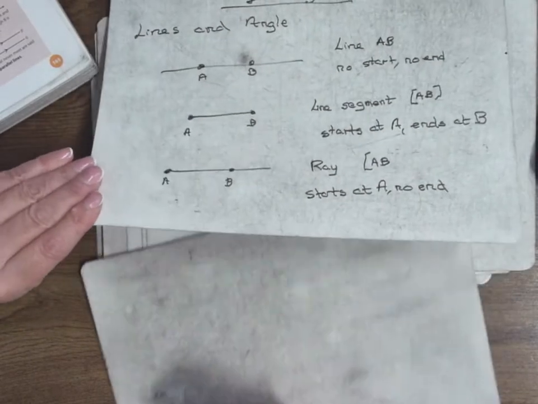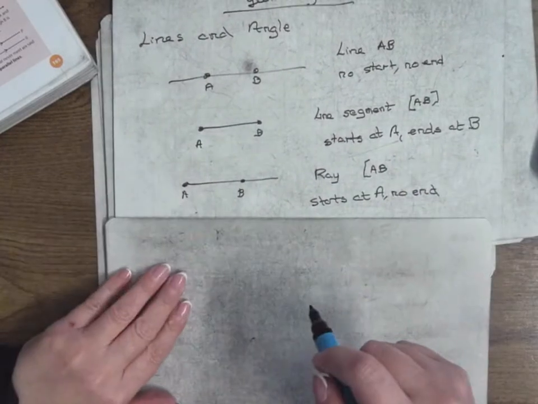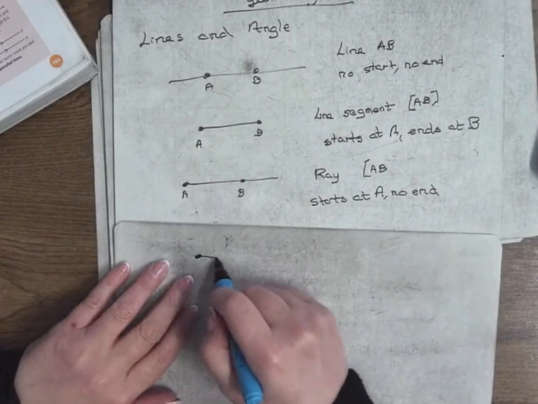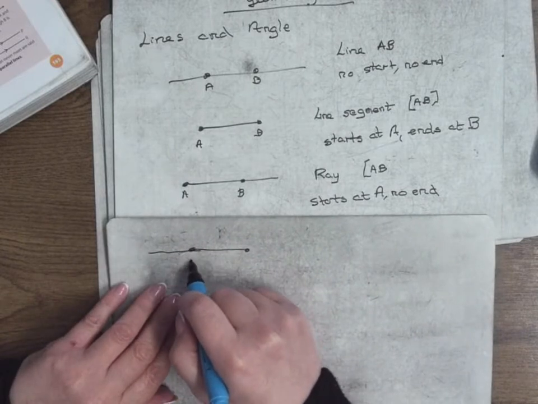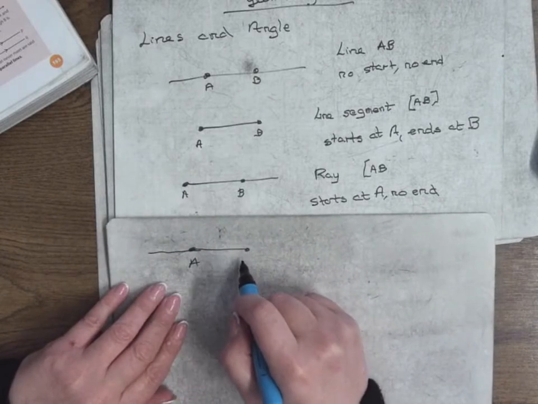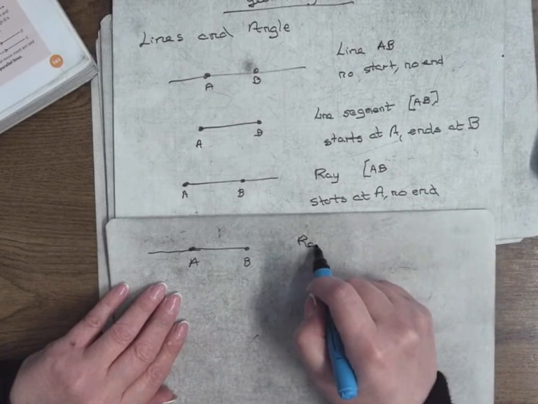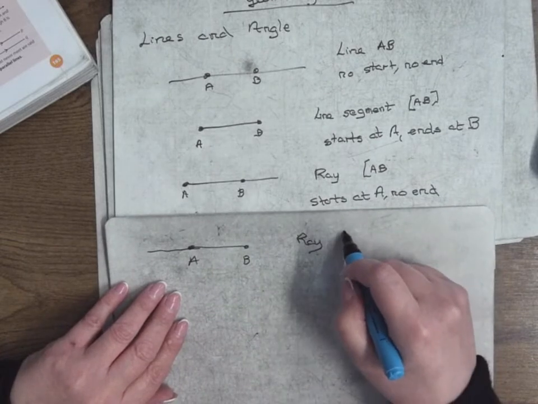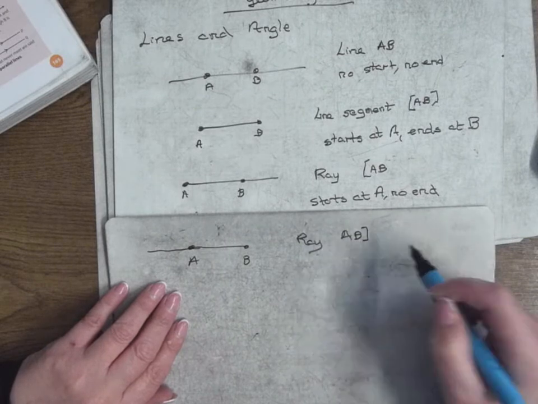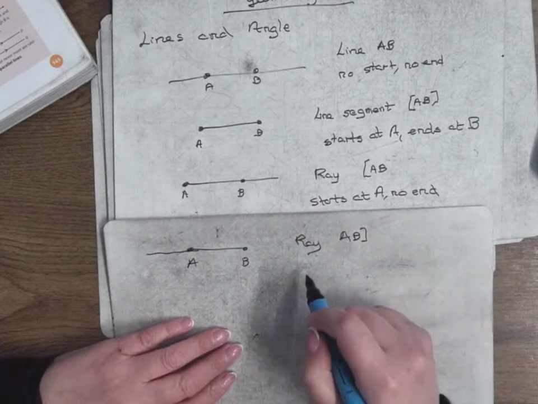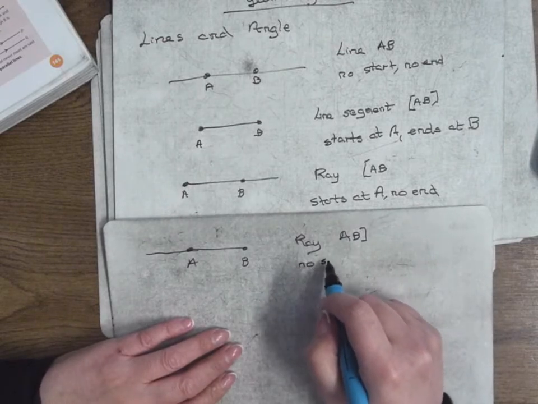Vague recollection? Right, okay. And the other one is, it ends at B, but it doesn't start at A. It goes on forever. So that's a ray again, but this time there's no start, but I know it finishes at B, so I put the square bracket around B. So no start, ends at B.